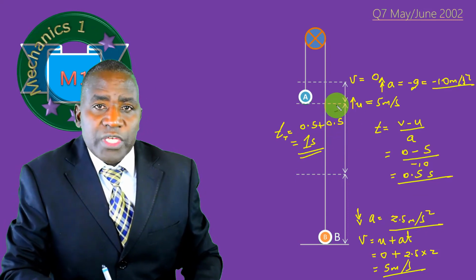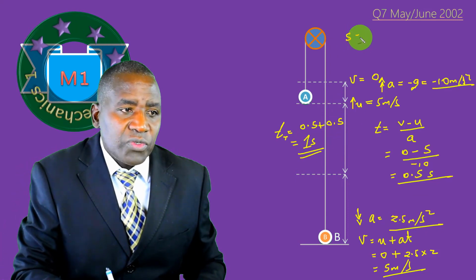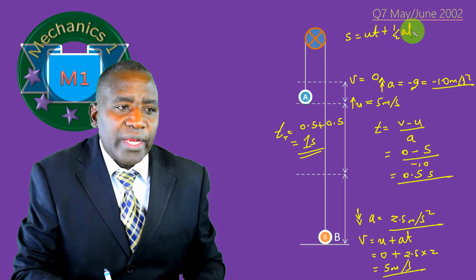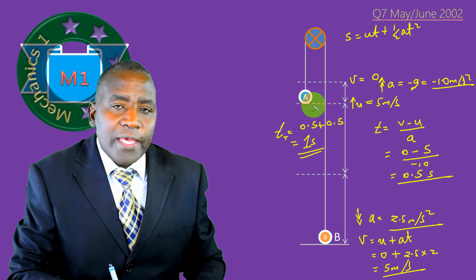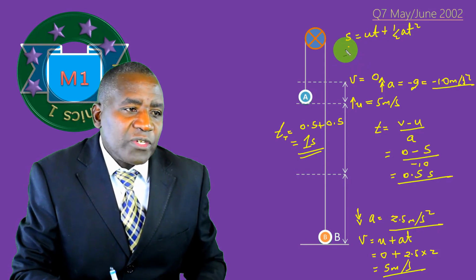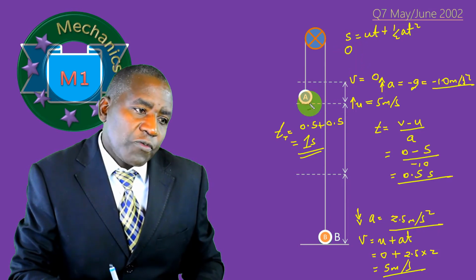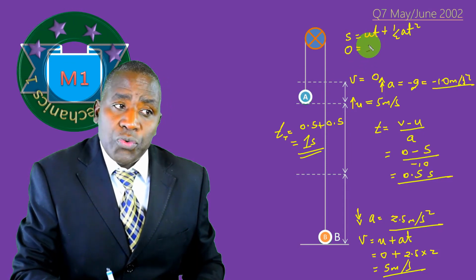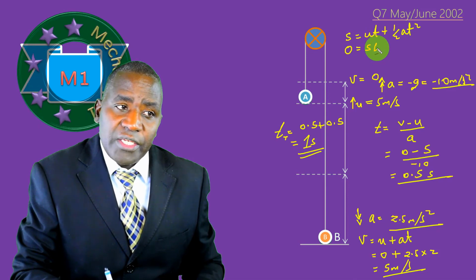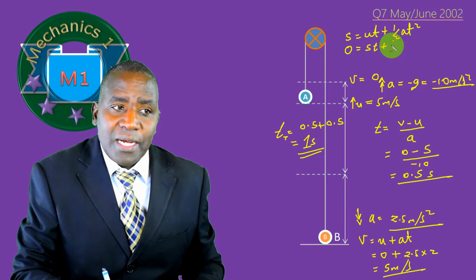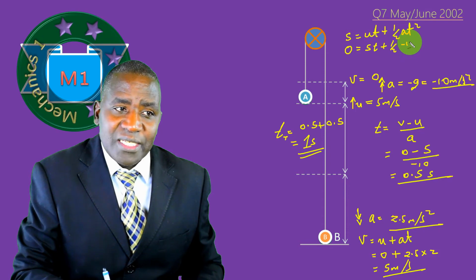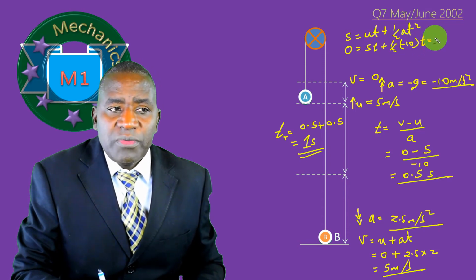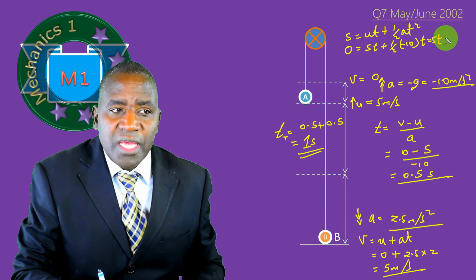The other method that I can use here is this one. s equals ut plus a half at squared. For A, the total displacement will be 0 because it moves from here and comes back to the point where it started. u was 5, t I do not know, plus a half, and because it's moving upwards, minus 10 is the a, and there is the t squared here.